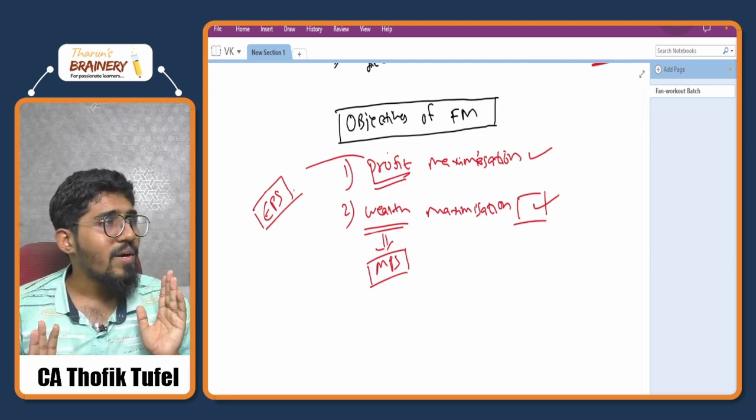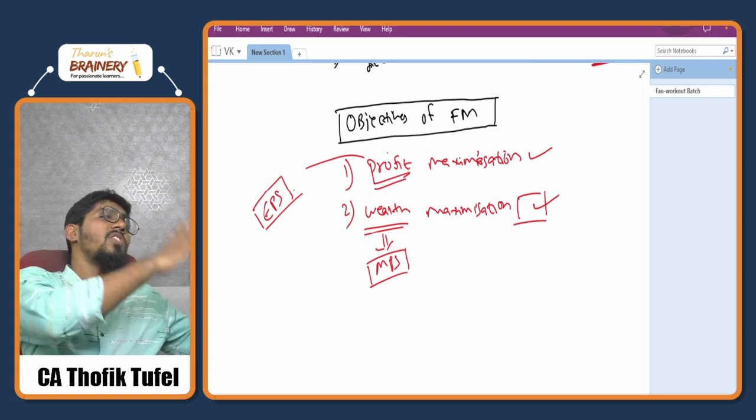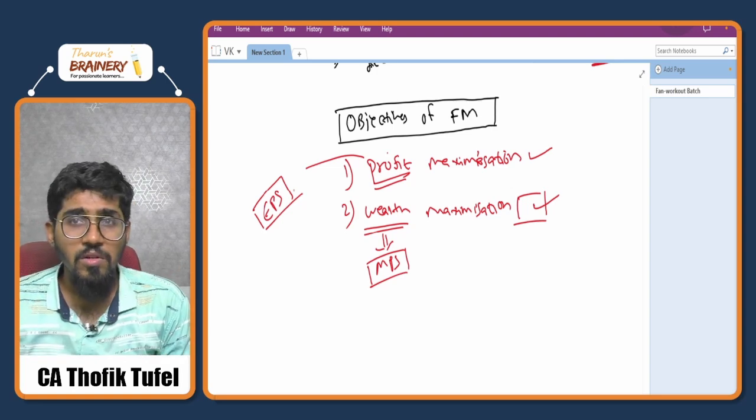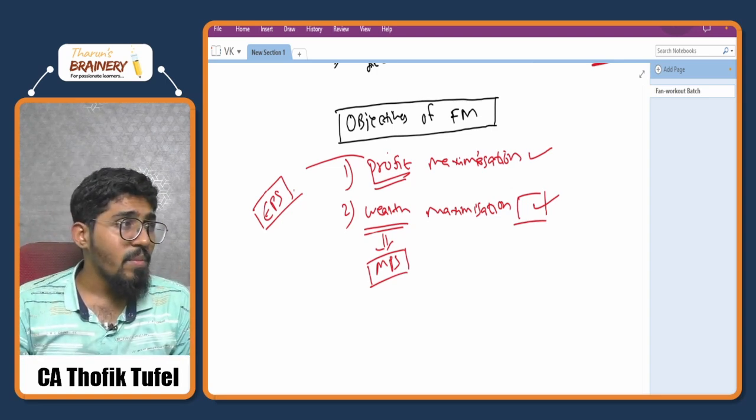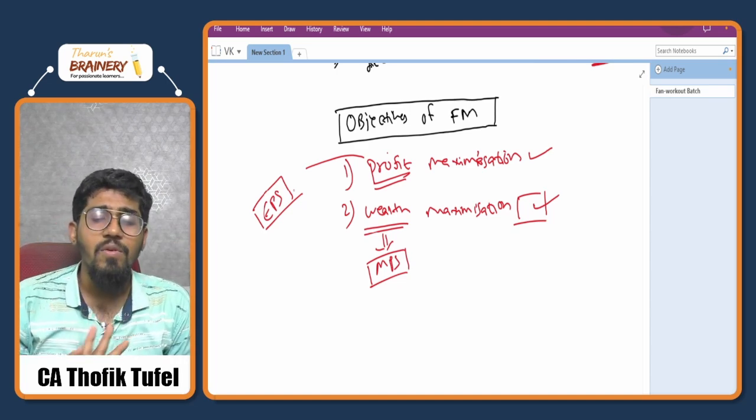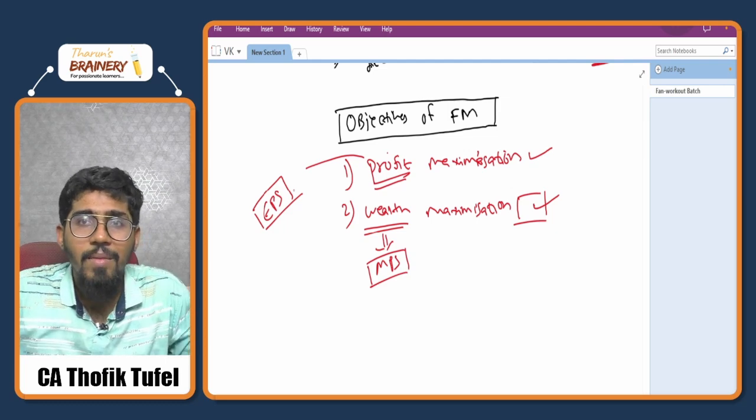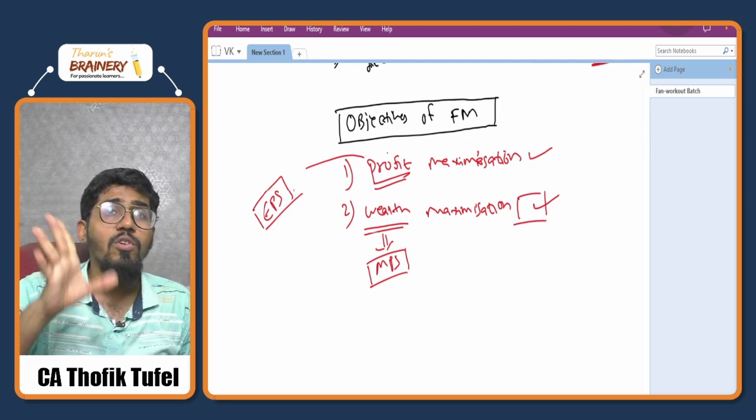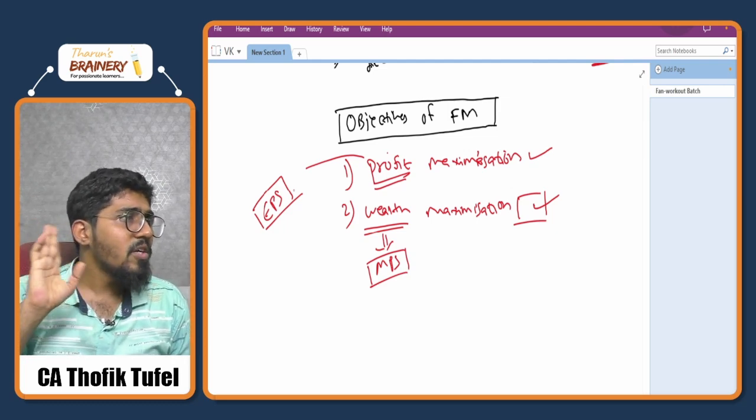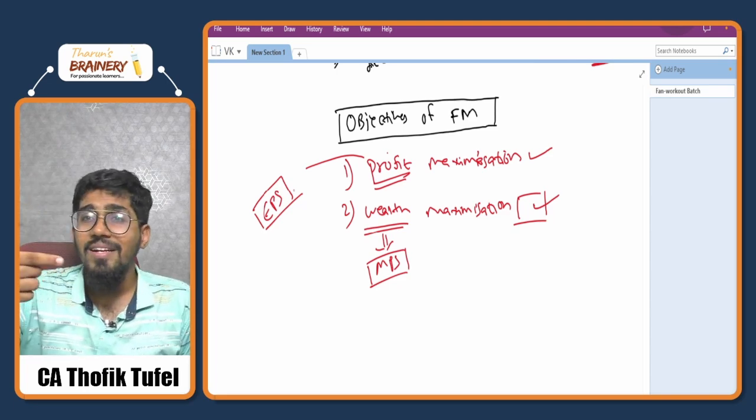But for now, you have to understand that we have two objectives of financial management. The traditional objective is profit maximization. The modern objective, to which most people give more weightage, is wealth maximization. So, two objectives of financial management. Most questions are asked from here. So you have to write: first objective, profit maximization; second objective, wealth maximization. If you can, read from the textbook, you can all read these texts.